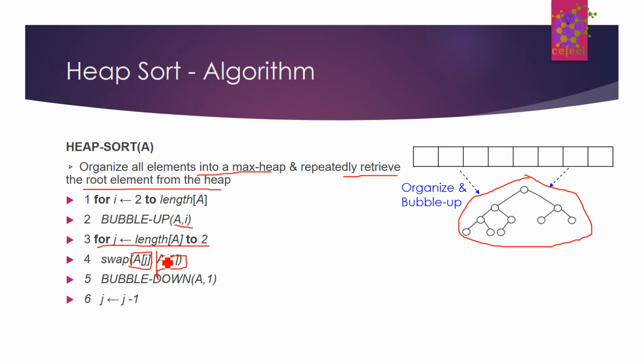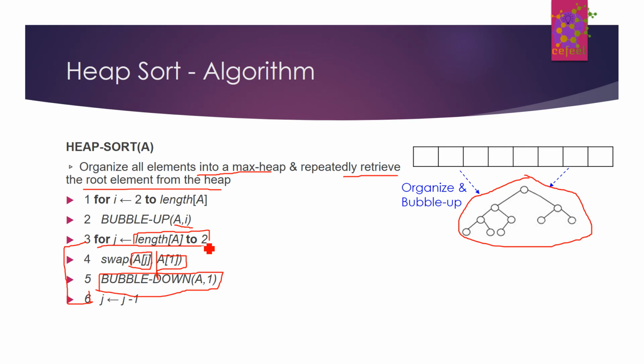Then the element that we replaced, which is A[1], the last element which we moved to the root, we now have to bubble down and put it in its place. So we'll call the procedure bubble down. And once we are done, we decrement j and then call bubble down again till we are done, or till we are left with no elements in the heap. So this is the overall algorithm.